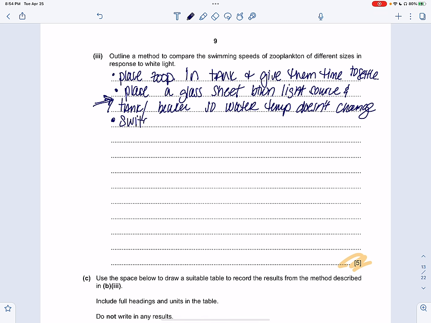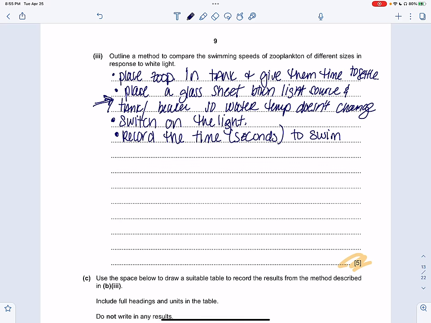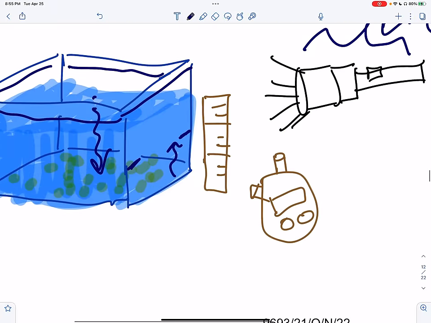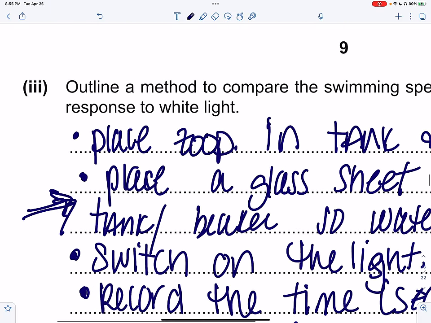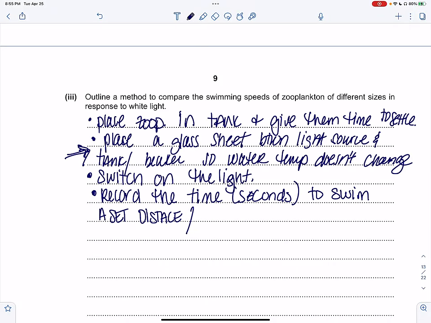Switch on the light. And then we're going to record the time. And I always mention what the unit is, in seconds. To swim, you could do a set distance, and then you'll have distance over time and calculate a speed. So maybe your distance is right here. How long does it take them to go to that area? I put distance.